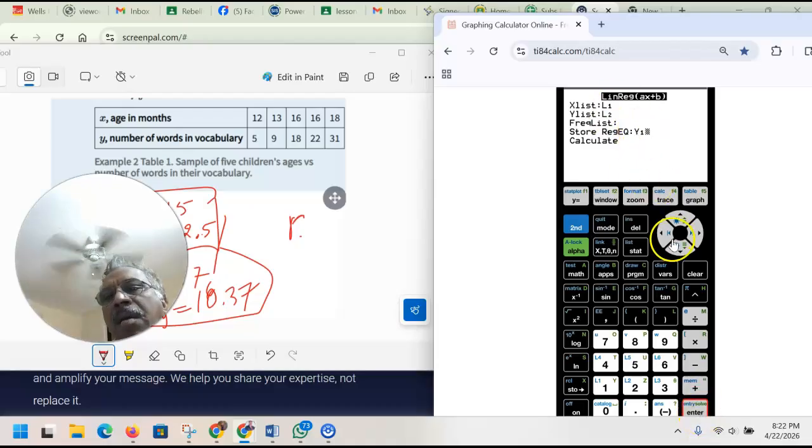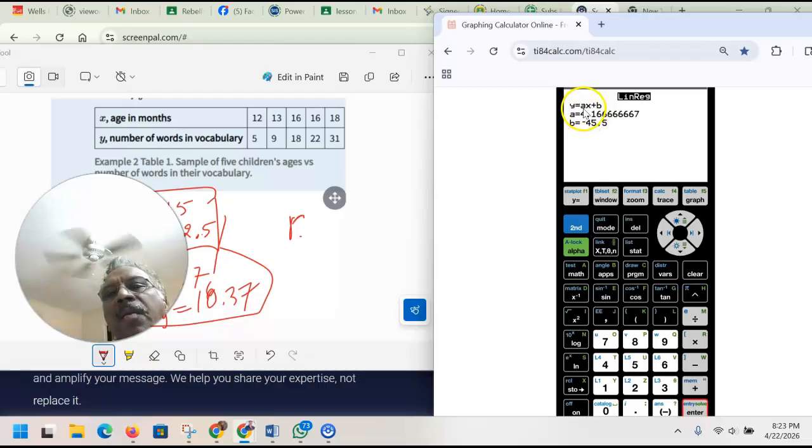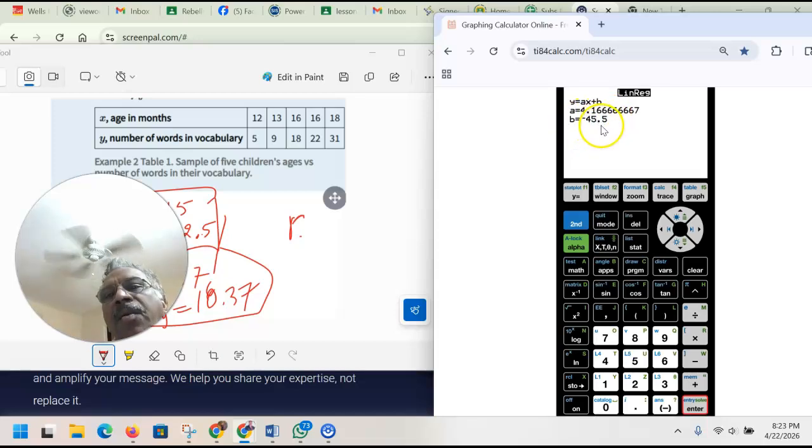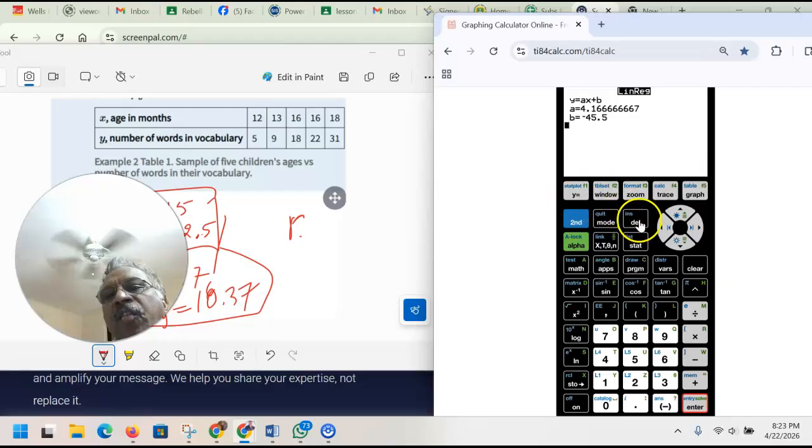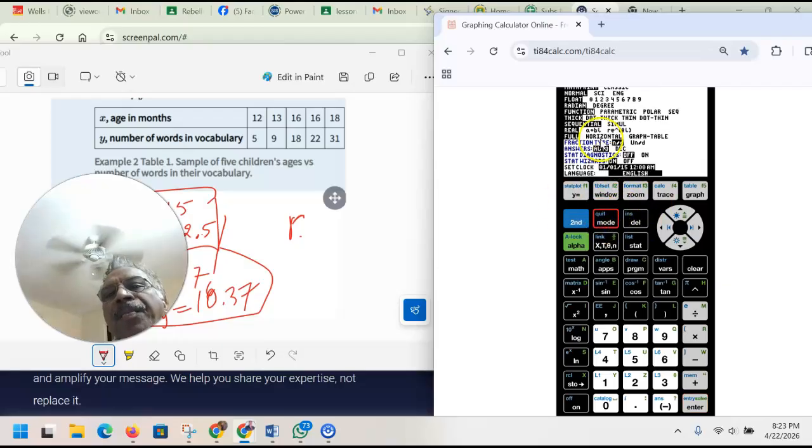See, you go down and enter one more time. You get it, and it doesn't show you the equation, it is already known. See this A part here, A is the slope, which is 4.16, and B is the y-intercept. But because there are some changes I have to make, go to the mode, and you can see the stat wizard. It is on.